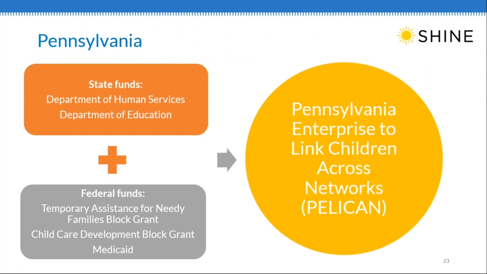we have an example from Pennsylvania. And Pennsylvania's enterprise to link children across networks, or PELICAN as the acronym is called, is funded with a combination of state and federal funds. So funding for staffing and administration comes from state agencies such as the Department of Health and the Department of Human Services and the Department of Education. And they also leverage federal block grants such as the Temporary Assistance for Needy Families block grant, the Child Care Development block grant, and Medicaid block grant to support this larger integrated early childhood data system that they have.